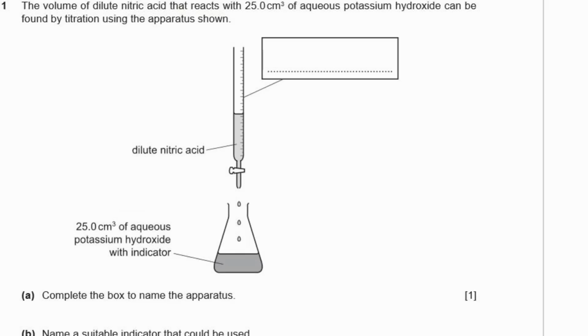Question 1. The volume of dilute nitric acid that reacts with 25.0 centimeters cubed of aqueous potassium hydroxide can be found by titration using the apparatus shown. Complete the box to name the apparatus. So this little pipe thing with a stopper that opens and closes, and you could take out one drop at a time, it's called a burette.